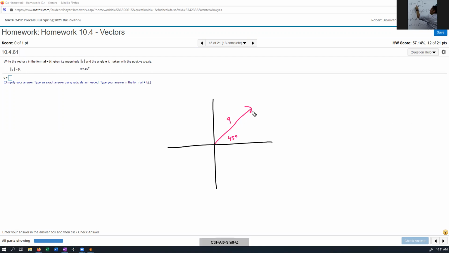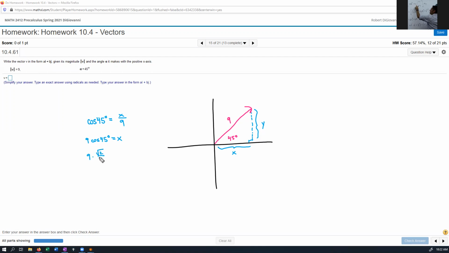So what we can do here is we can draw a right triangle, and we can try and figure out how long this side is and how long this side is. Well, let's just call this X and Y. All right, so let's find X first. We know that from what we've studied this semester that cosine of 45 degrees is adjacent, which is the X, over the 9, the hypotenuse. And if we multiply both sides by 9, we get X. So we just need to go in a calculator.